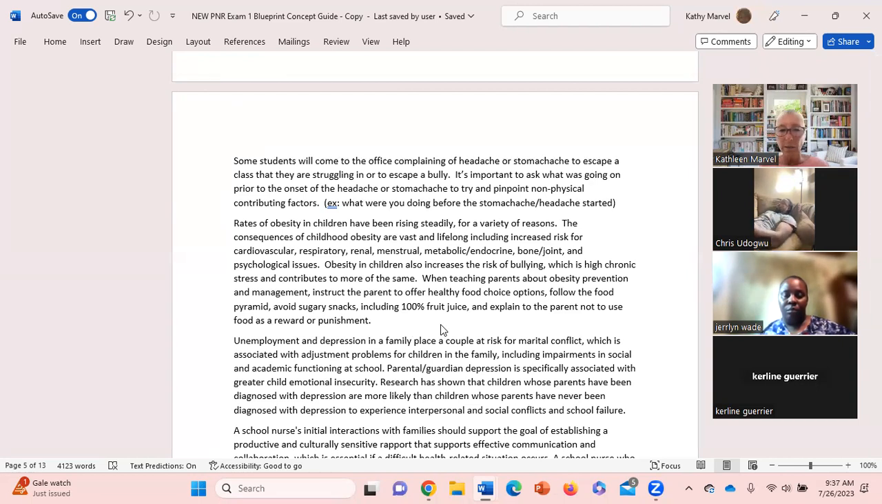So if you ask a parent, so what are you doing in the home with regards to your three obese children? What have you changed? And they say, well, we let them drink 100% fruit juice all the time. That's wrong. So we need to correct them.